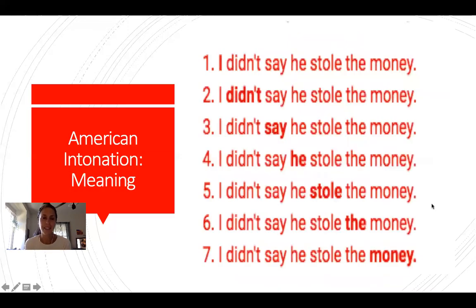Okay, I love this exercise. So what I want you to do is I want you to pause the video and see all the words that are in bold. For the first statement, it is I. The second statement, it is didn't. So what I want you to do is pause the video and read through all 7 statements, but emphasize the bolded words. How does that change the statements? Okay, go for it.